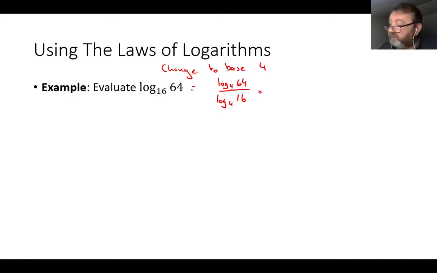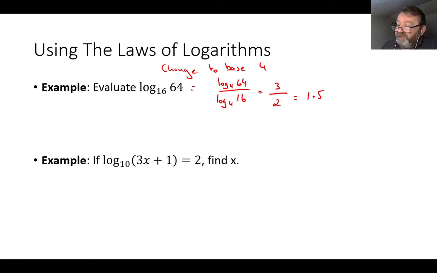And now I can do this. How many times do I multiply 4 by itself to get 64? 4 4s are 16. 16 times 4, 64. 3. How many times do I multiply 4 by itself to get 16? 2. Answer 1.5. That's it. Done. That's all you've got to do. Change the base if the base you're using doesn't suit you. Simple as that.